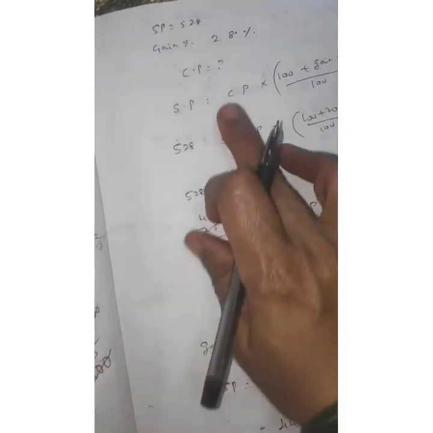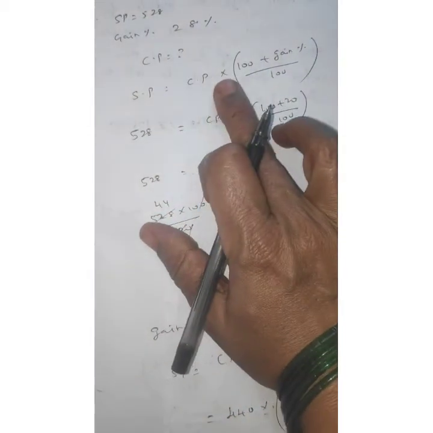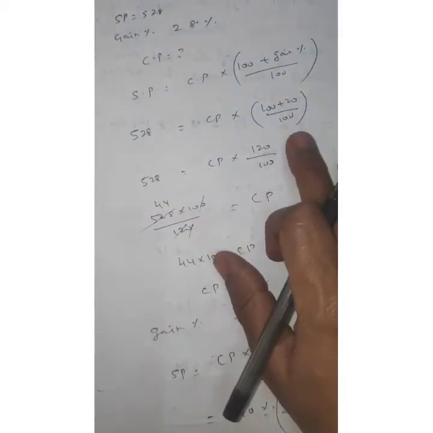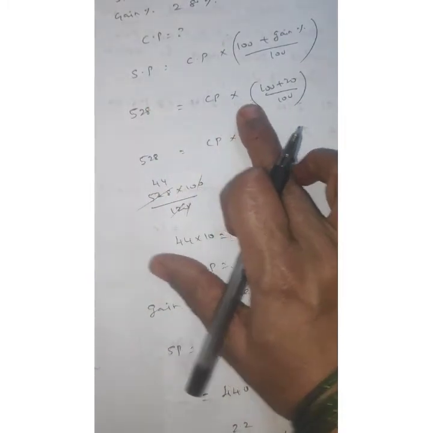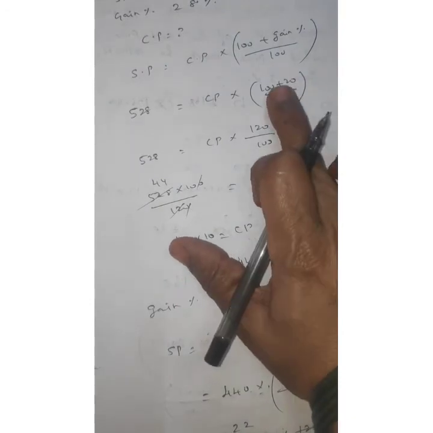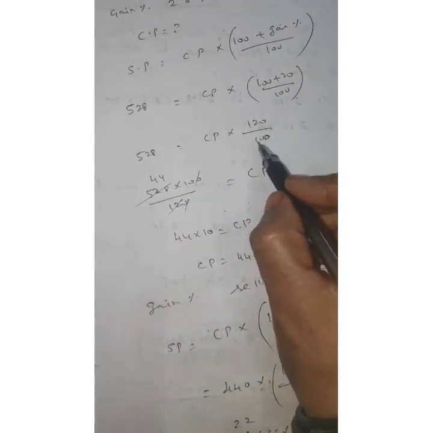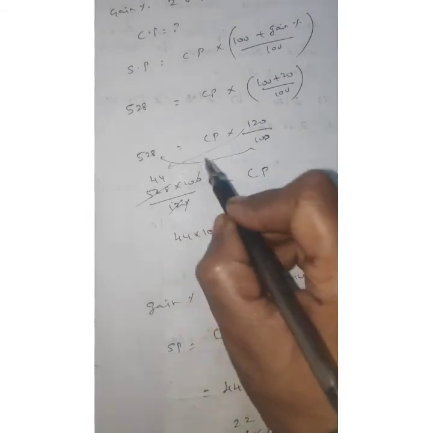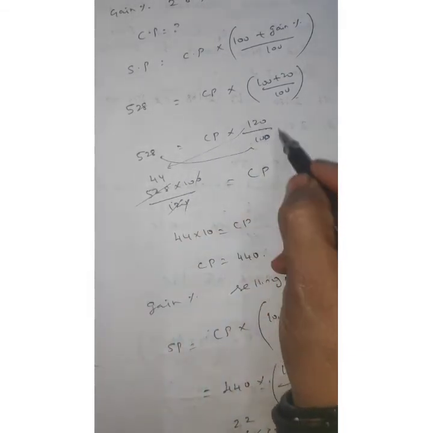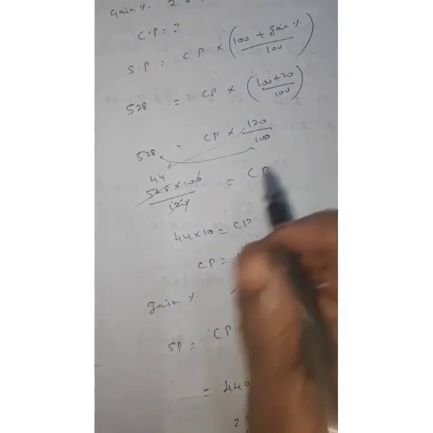SP equals what is given in the question, 528. Gain percentage is 20%. To find CP, the formula: SP equals CP into 100 plus gain percentage divided by 100. SP value 528 equals CP into 100 plus 20 divided by 100. 100 plus 20 equals 120 divided by 100. Now this 100 you write up. 528 into 100. This division, change it into multiplication by writing the reciprocal of the fraction. 528 into 100 divided by 120 equals CP.